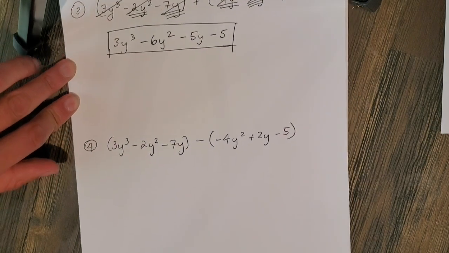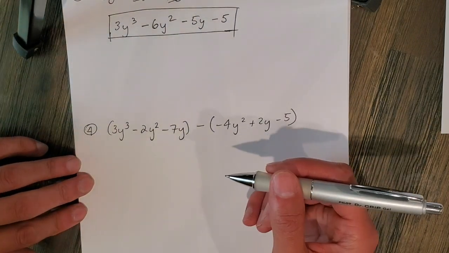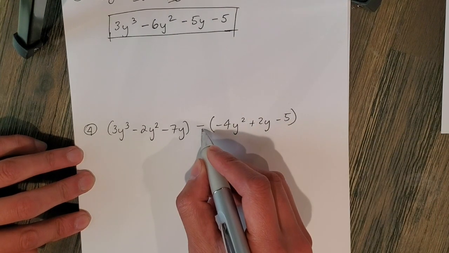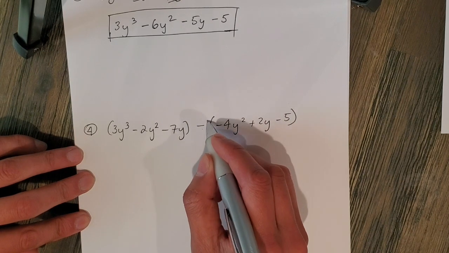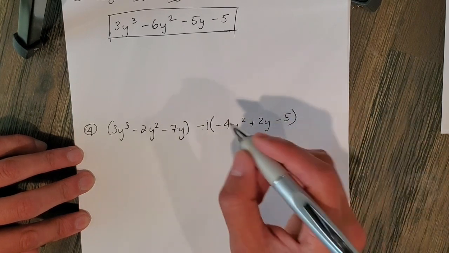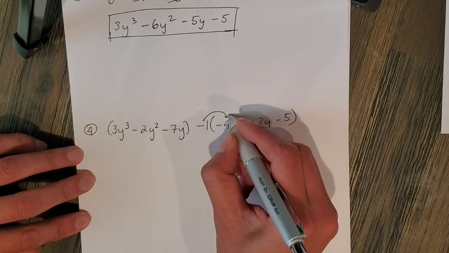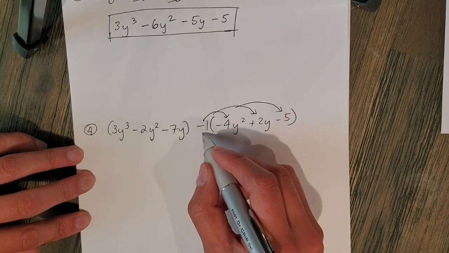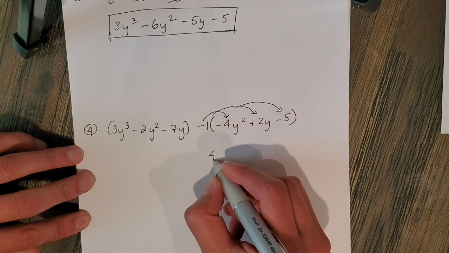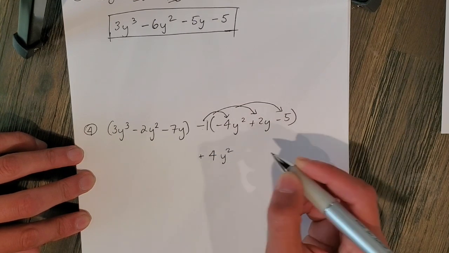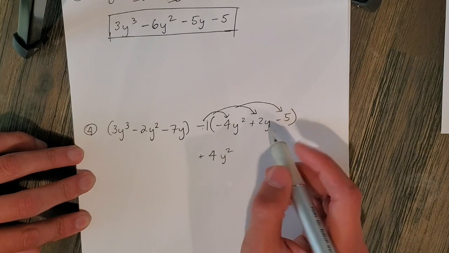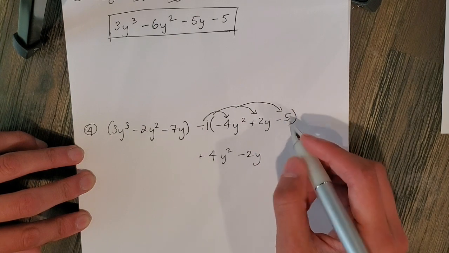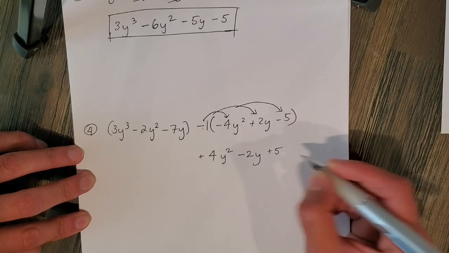Okay, one more to go, and then you guys will have your two problems to try on your own. So again, whenever you have a negative in between two polynomials, you want to distribute the negative one. There is an invisible one. You want to distribute it to the second polynomial. Okay, so let's go ahead, and I like to draw arrows here to indicate that I'm going to be distributing 3 times. So negative 1 times negative 4 is going to be a positive 4y squared. And then here a negative 1 times a positive 2 is going to be a negative 2y. And then a negative 1 times a negative 5 is going to be a positive 5.